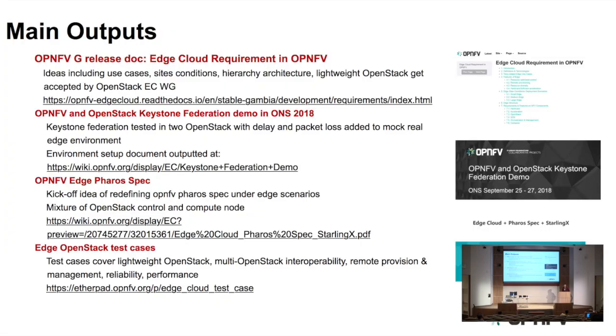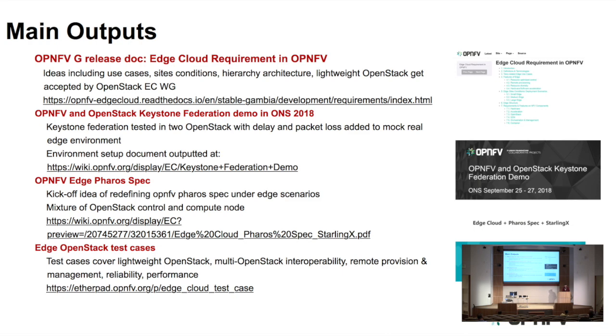As far as the outputs to date, G is the Gambia release, so that was released, I believe the first version was in December. And here an Edge Cloud requirements document was published as part of the release documentation for Gambia, and there's the link. I won't go onto the link now, just for time constraints.